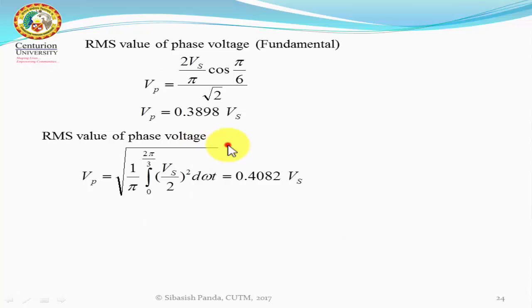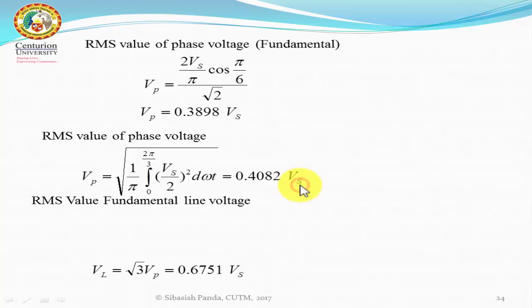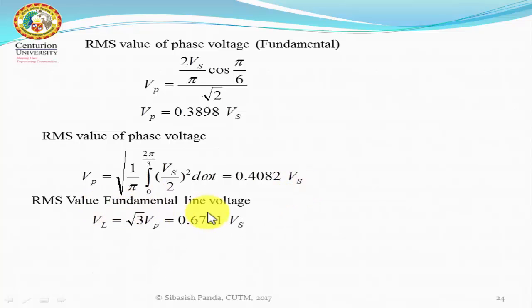The RMS value of phase voltage is 40.82 percent. The fundamental value of line voltage is 67%, and the RMS line voltage will be 70% of the input supply.